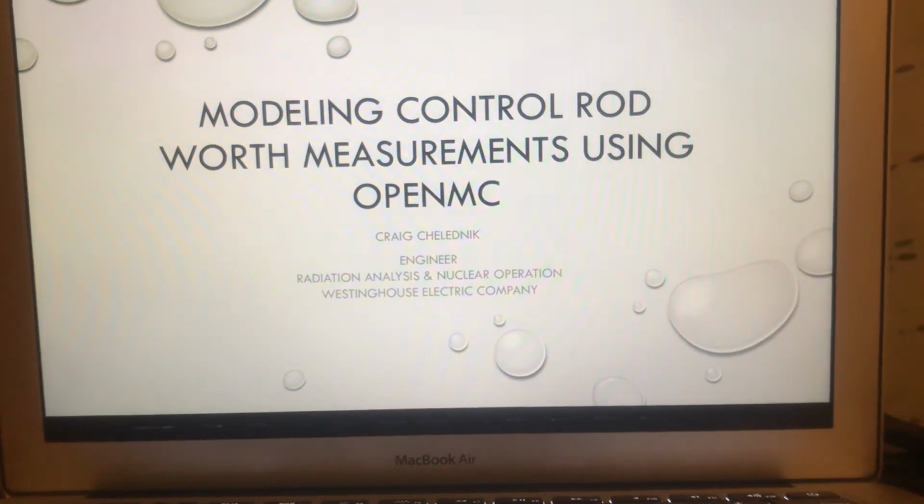When a plant refuels or during any time they move any fuel, they have to verify a few things about their core to ensure that before they get to 100% power, their core was loaded correctly. One of the things that they have to measure is the control rod worth. So I attempted to use OpenMC to measure the worths in as practical of a way as possible.